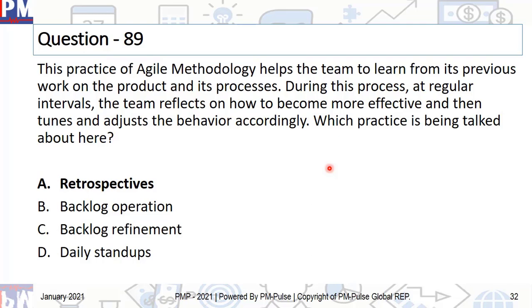Once that is done, you have a retrospective to figure out, okay, what worked, what did not work, what could we do better, and what are the things that we're going to do better during the next iteration. And therefore, that's how you become smarter. You become more effective as you go through the iterations, and that is retrospective. Backlog operation has nothing to do with becoming effective. It is just reprioritization or something like that. Same thing with the backlog refinement. And daily stand-up basically tells us what the impediments are and things like that. And it's part of the iteration, right? And therefore, the best answer for this is retrospective.